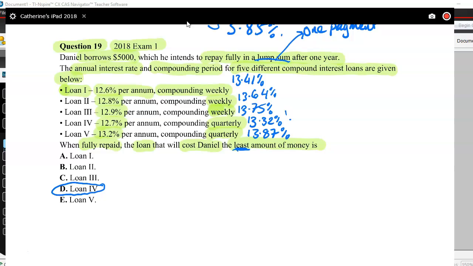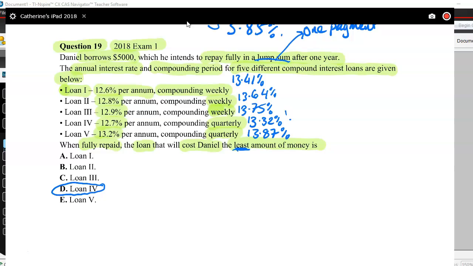So 54% of the state answered that one correctly, while 28% answered A. So what do you think they did there? I think they looked at the fact that loan 1 was 12.6% per annum, which is the lowest of the rates quoted there. But what they didn't take into account is it was compounding weekly, and that's really what's made the difference there. Calculating the interest weekly really increases the amount of interest you are going to have to pay over the life of that loan.